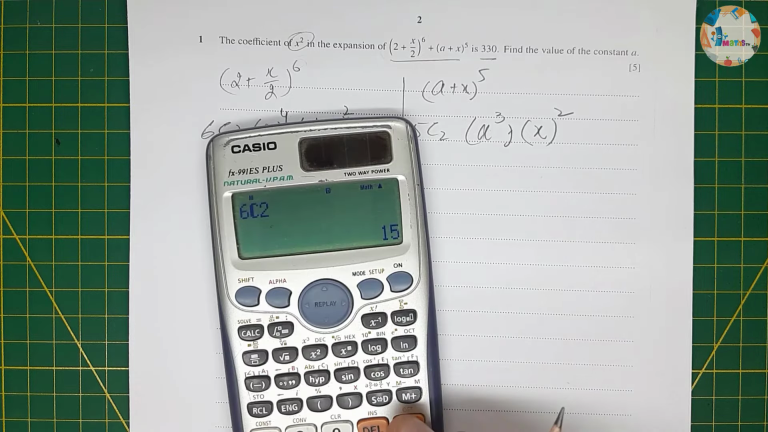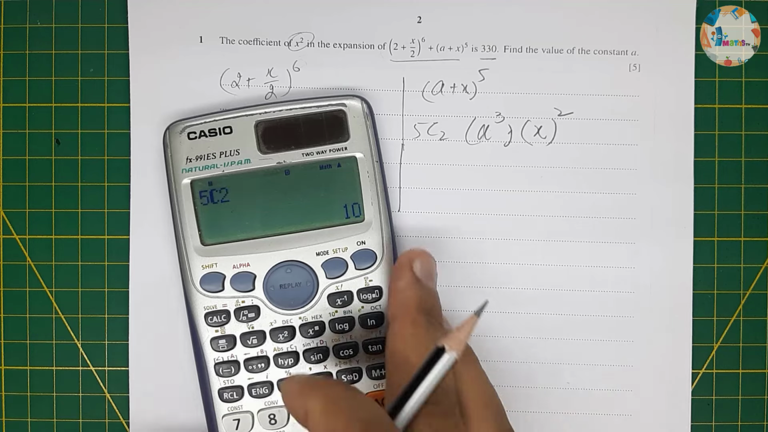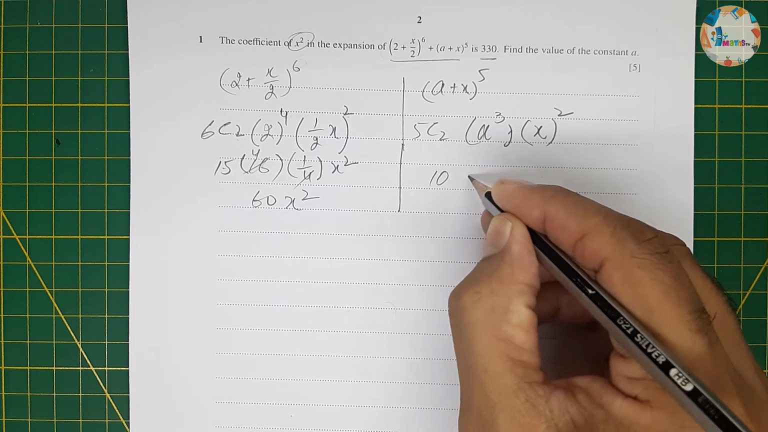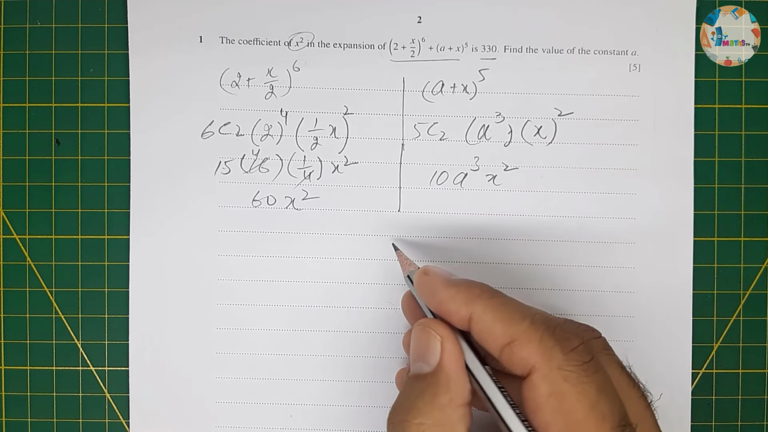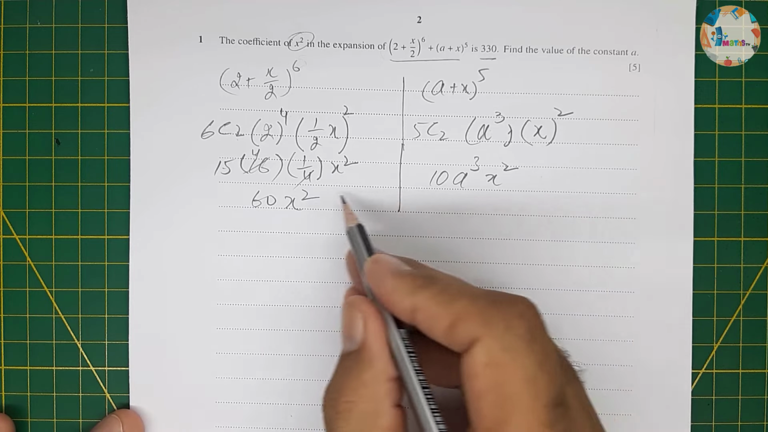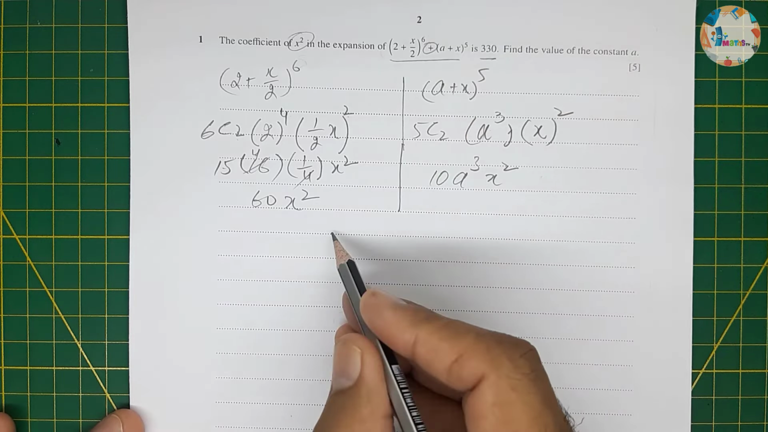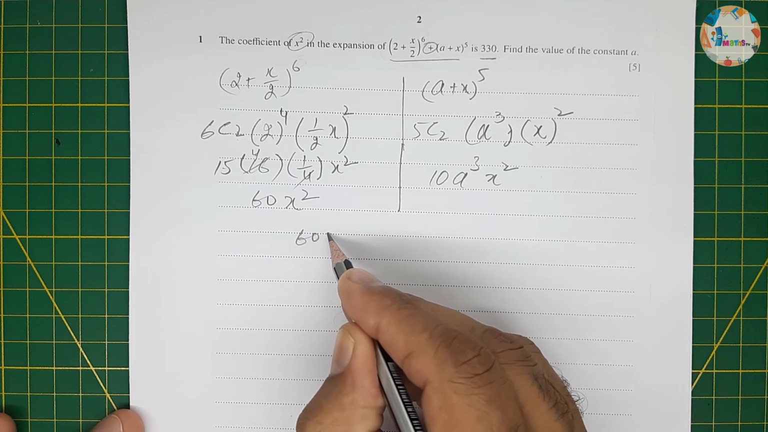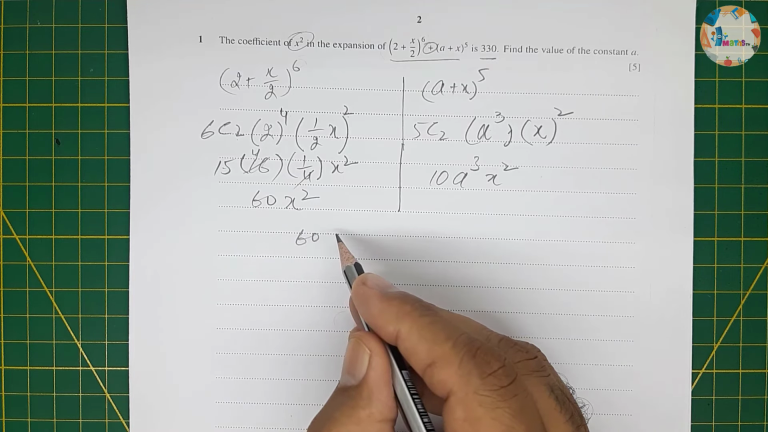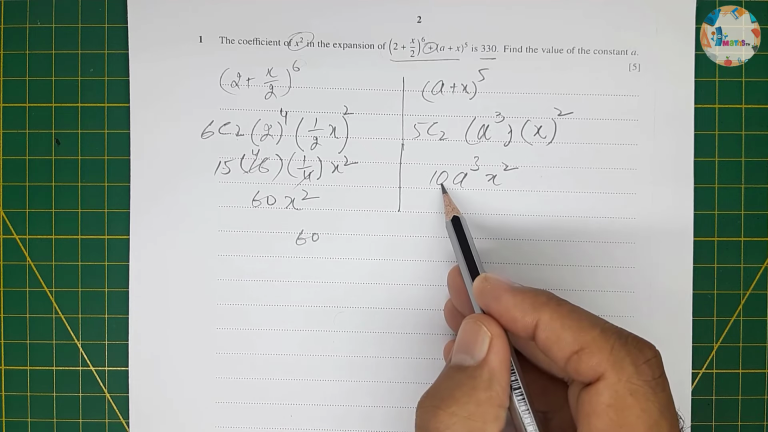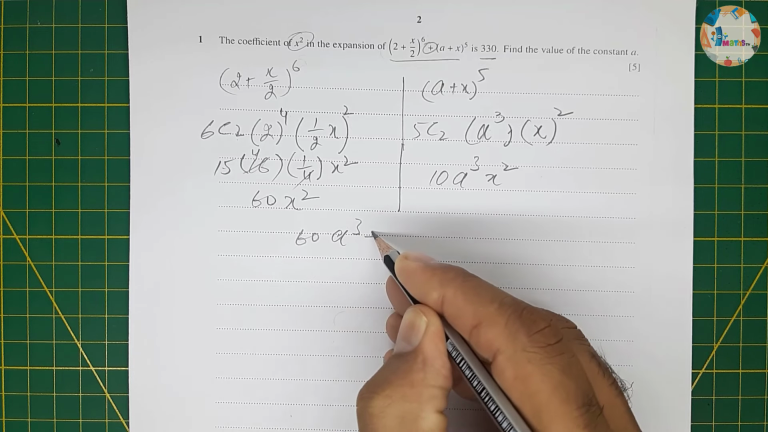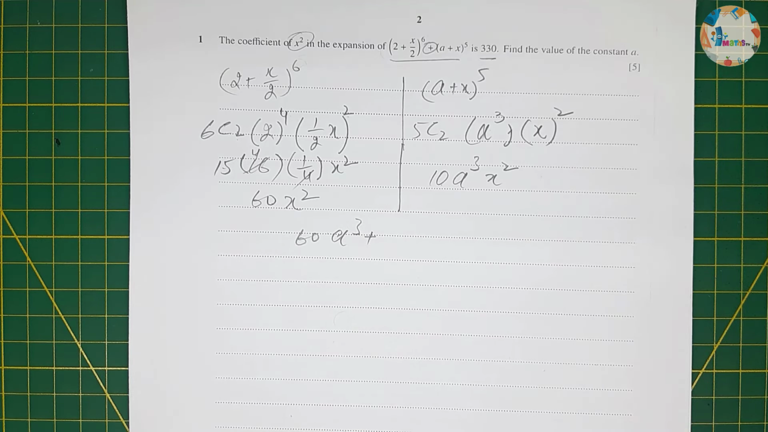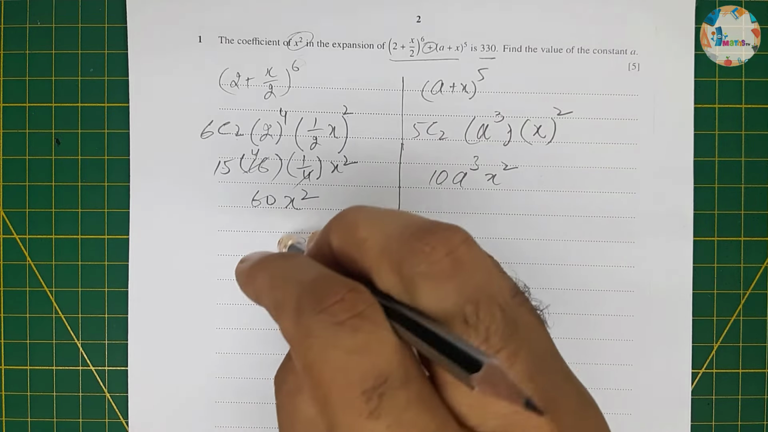So 5C2 will be giving us 10. So this side will be 10a cubed and x squared. Now we can join them together because basically they are one term, so we can add them. So it will be 60, basically 60a cubed, not 60a cubed, this is 10a cubed basically.